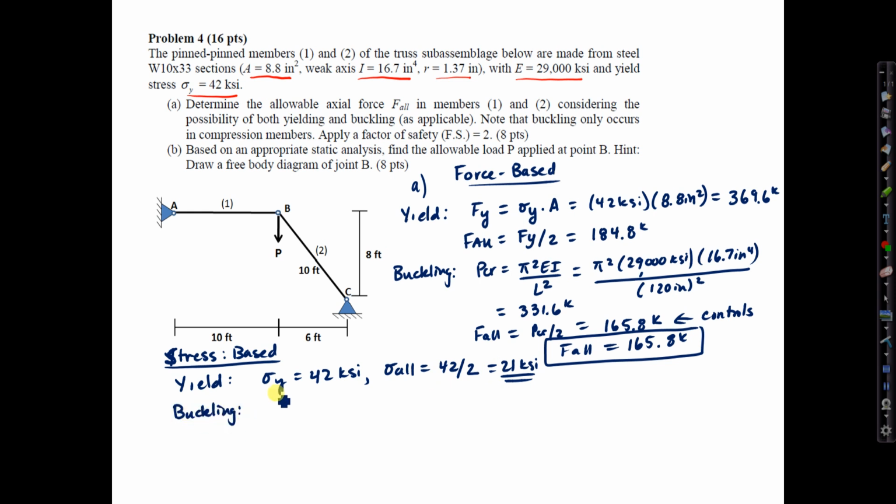Considering buckling, the critical buckling stress, computed as pi squared E divided by L over R squared, equals pi squared times 29,000 ksi divided by the slenderness ratio L over R, squared. L is 120 inches, R is given as 1.37. Those are unitless. The ratio is unitless. Square that quantity and we get 37.3 ksi.